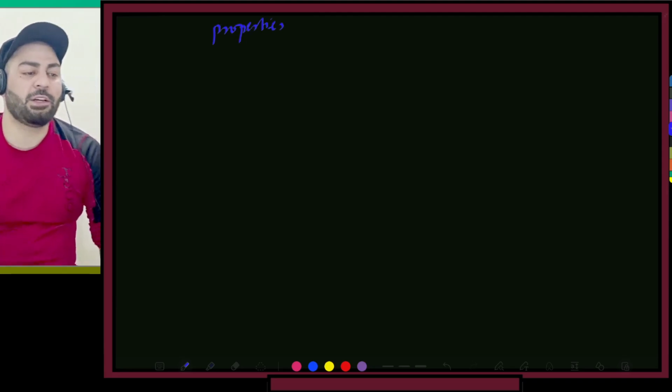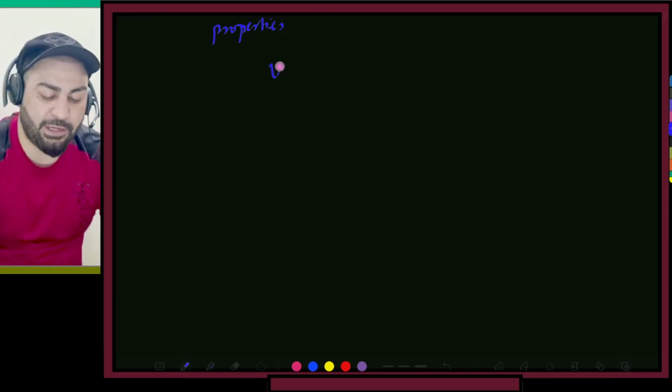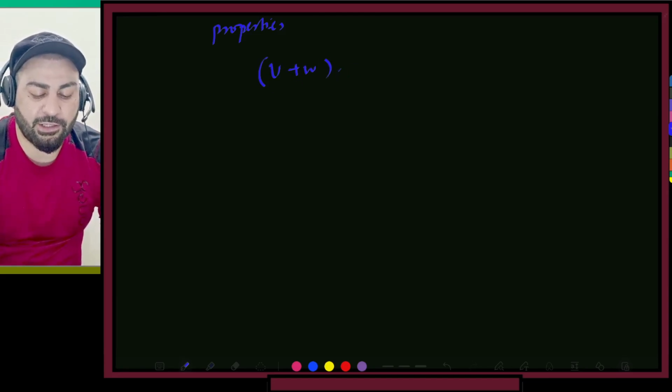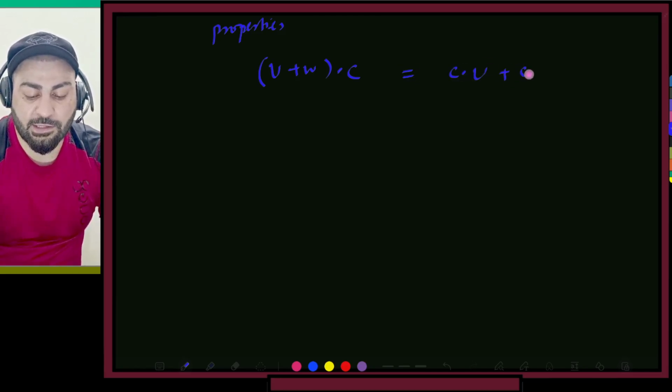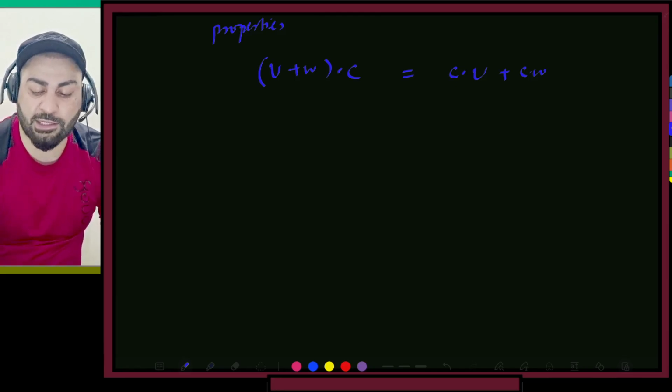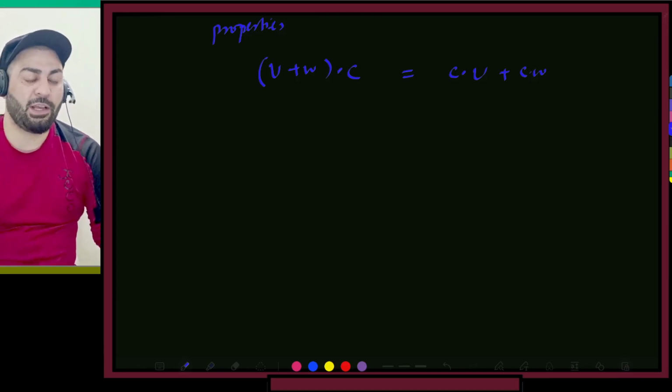So what are the properties? It will be distributive. By distributive I mean if you have this vector, distributive over addition. If you have the scalar, you can write it as cv plus cw. This is called the distributive property, distributive over addition. Then it will be associative also.